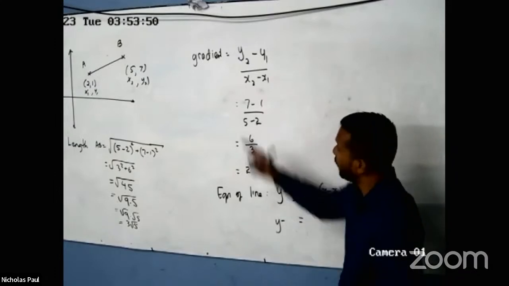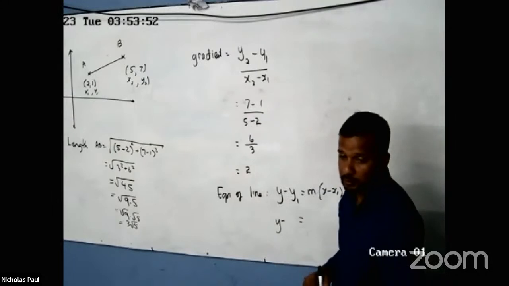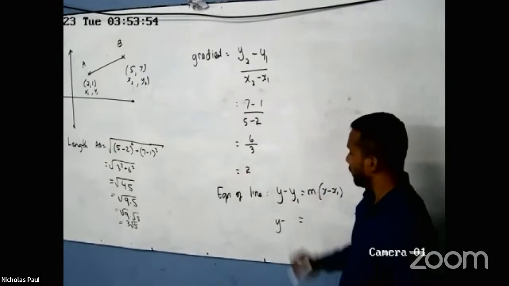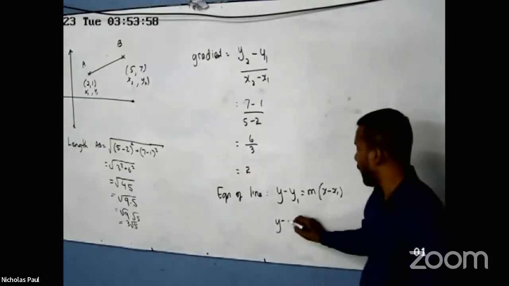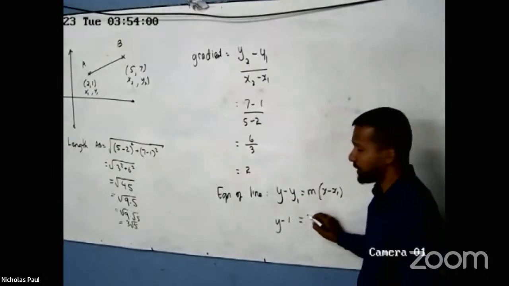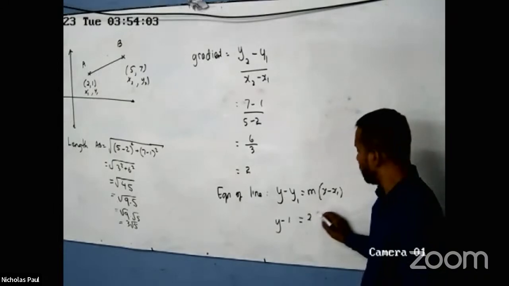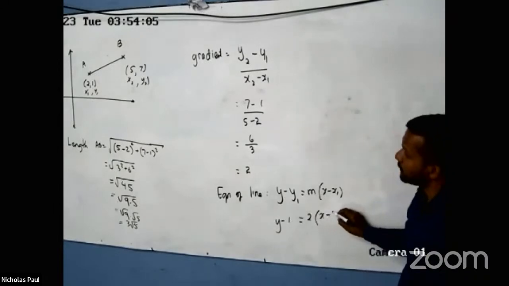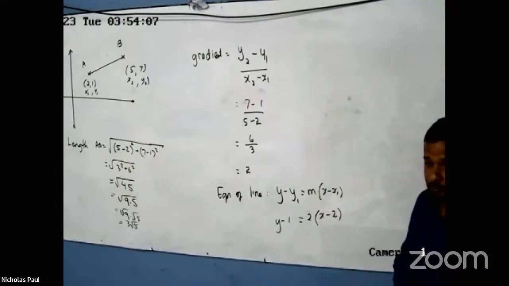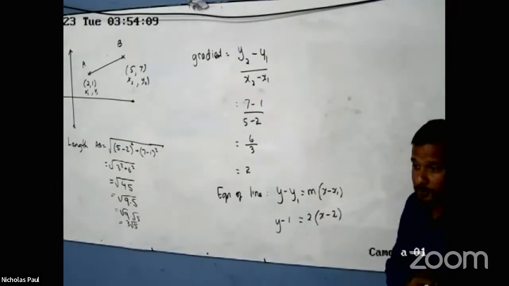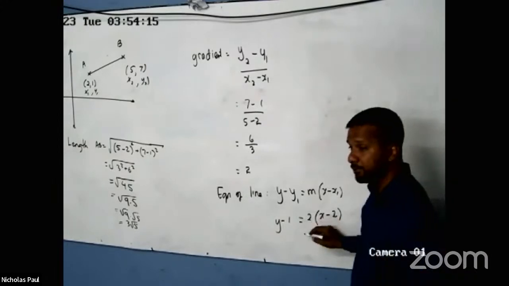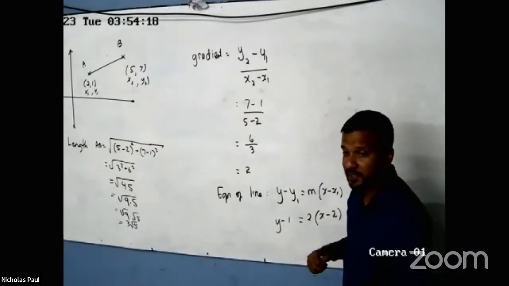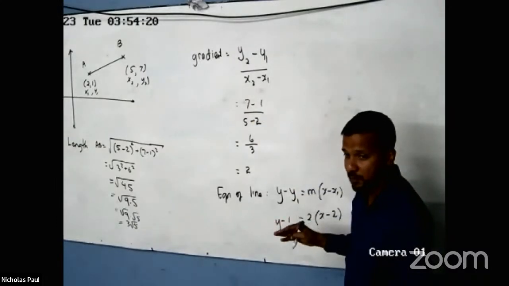What's a point we could use on our line? For x1 and y1, yeah, 2 and 1, right? So we could use y1 as 1, x1 as 2, and the gradient is 2. All okay with that? You could also use 5 and 7. You get the same equation.